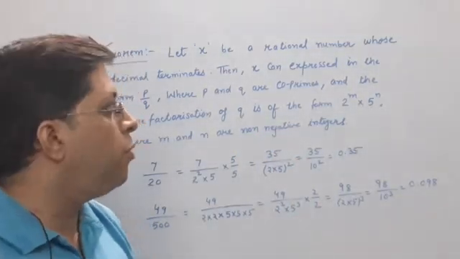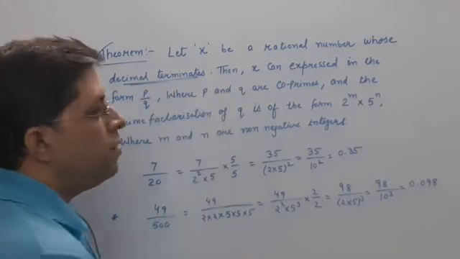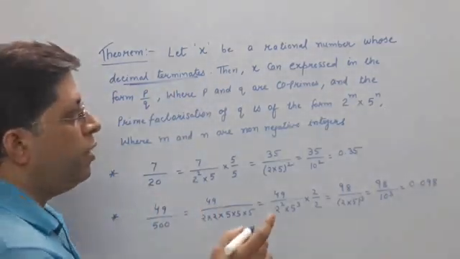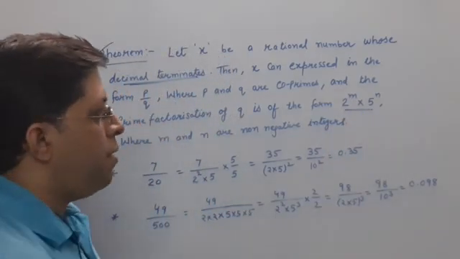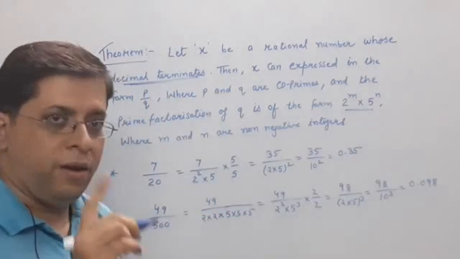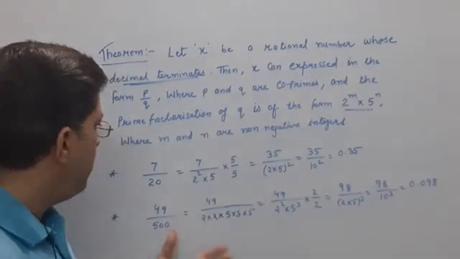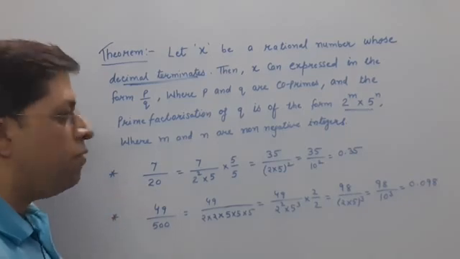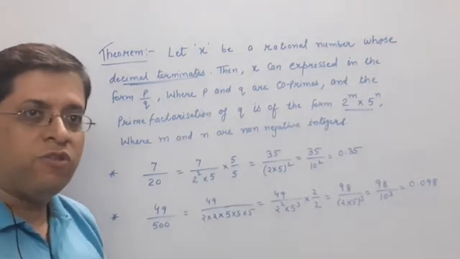So two things are important: the decimal terminates, and whenever the decimal terminates, the denominator converts into the form 2 power m into 5 power n. Let me see some examples here. See, 7 upon 20. One question is there. You have to convert it into decimal expansion.